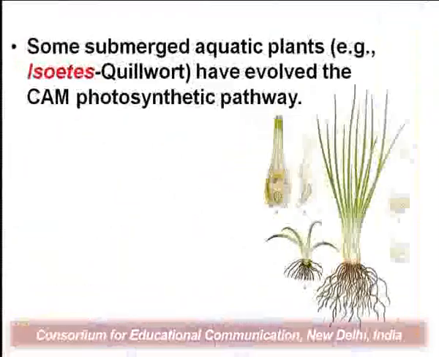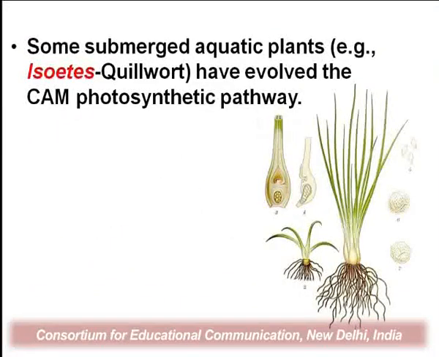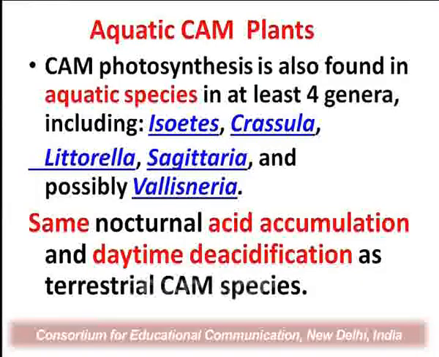There are some submerged aquatic plants also, for example, Isoetes, which is popularly called quillwort. They have evolved the CAM photosynthetic pathway. They are submerged aquatic plants, so there is water and water everywhere, and there is no question of aridity. There are so many aquatic plants that we know now, at least 4 genera are confirmed: Isoetes, Crassula, Littorella, Sagittaria, and people suspect that even Vallisneria, which can come out and be submerged, is also an aquatic CAM plant.